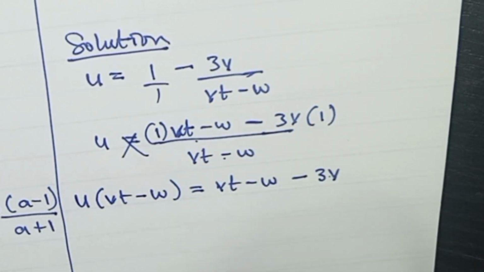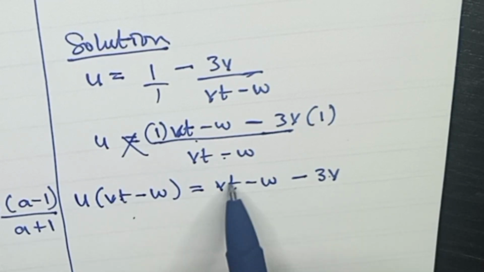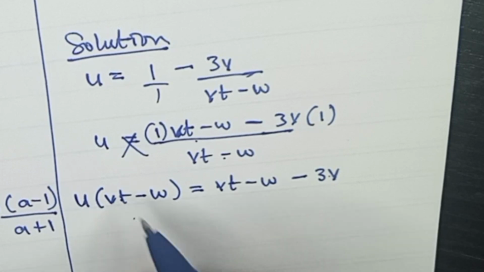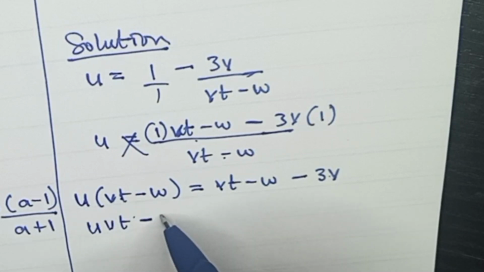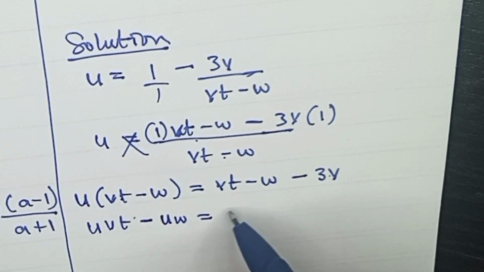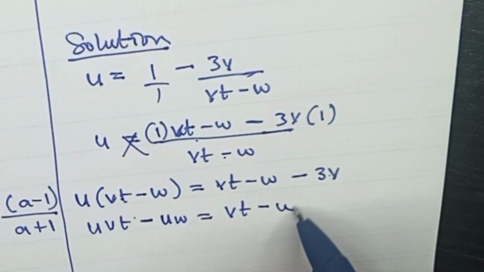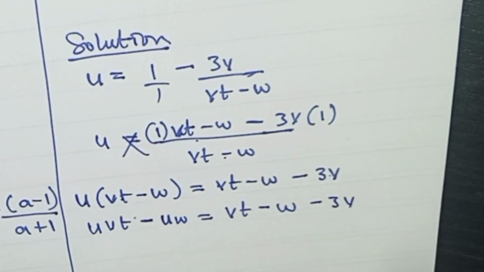Open the bracket. We are looking for t. Clearing the fraction, we created two t's. There's t here, there's t here. So we have to bring the t's together. So open the bracket. We are going to have u times this will give us uvt, minus u times this will give us uw, equal to vt minus w minus 3v.